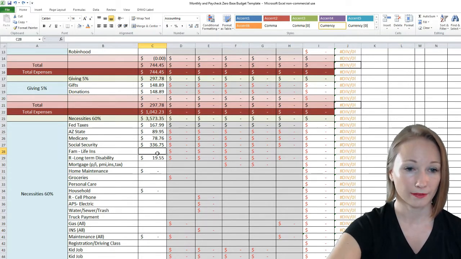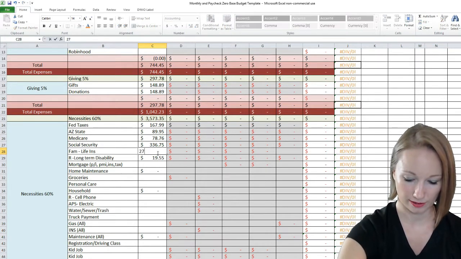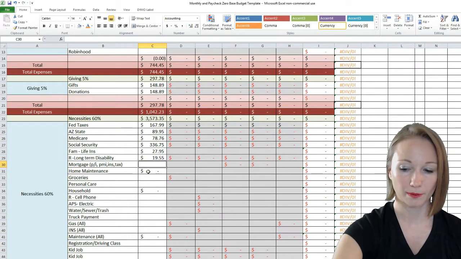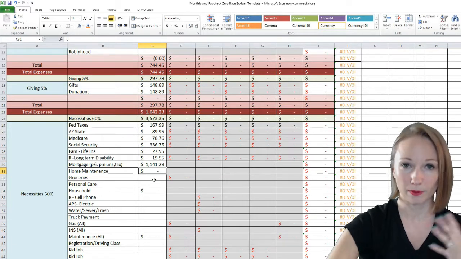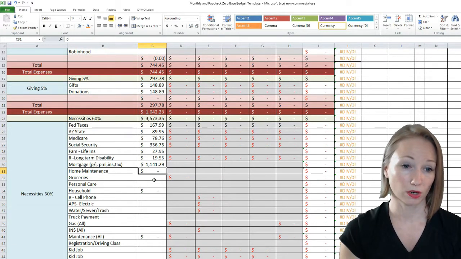Our family life insurance is $5.59 a paycheck. So we're going to say times 5. So this is going to be $27.95 for us. Our mortgage payment is $1,141.29. Home maintenance. Maybe you know ahead of time that you need to get some air filters for the air conditioner, or you need to change some light bulbs or something like that.